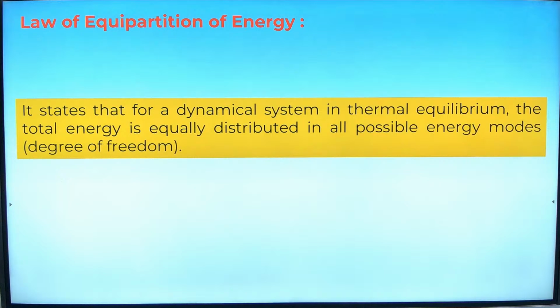Those who have not written, please write the definition also. It states that for a dynamical system in thermal equilibrium, total energy is equally distributed in all possible energy modes or all possible degrees of freedom. Total energy is equally distributed in all possible energy modes or all possible degrees of freedom.